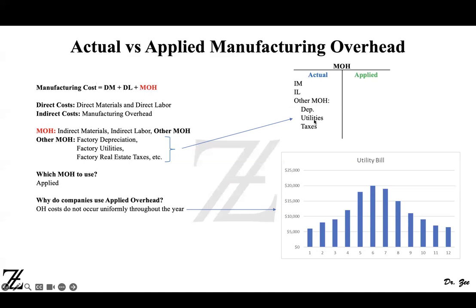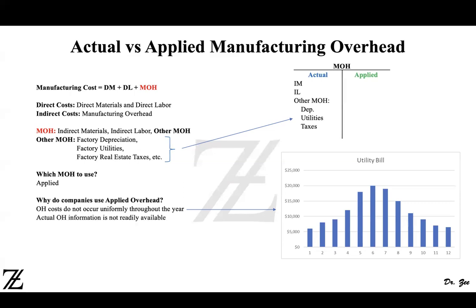So in order to smooth out those fluctuations, what companies do is calculate an overhead rate, which is known as a predetermined overhead rate. And using that rate, they apply overhead whenever they need it, right? So they calculate the overhead rate at the beginning of the period, so if they need information during the month of June or March, they can use that rate to apply overhead.